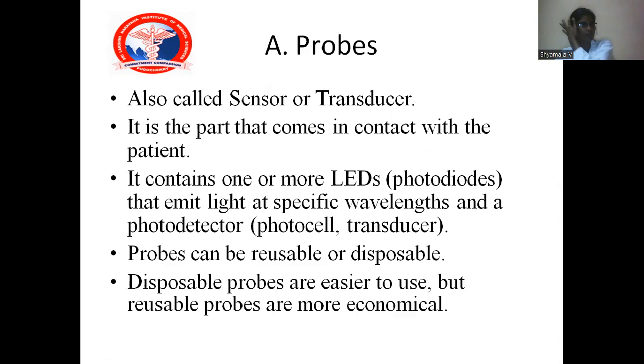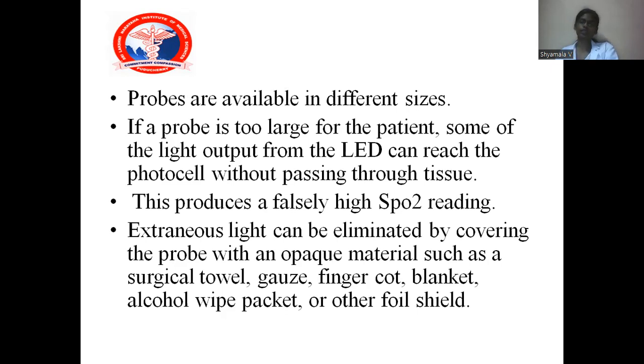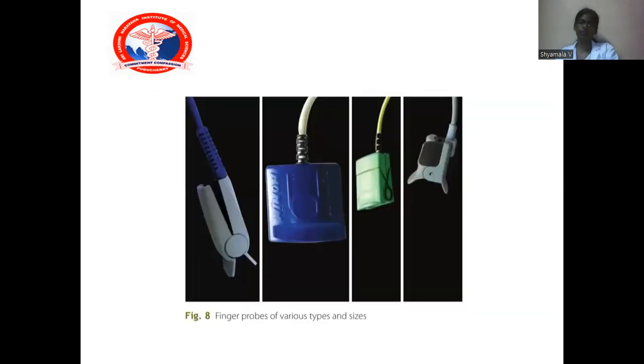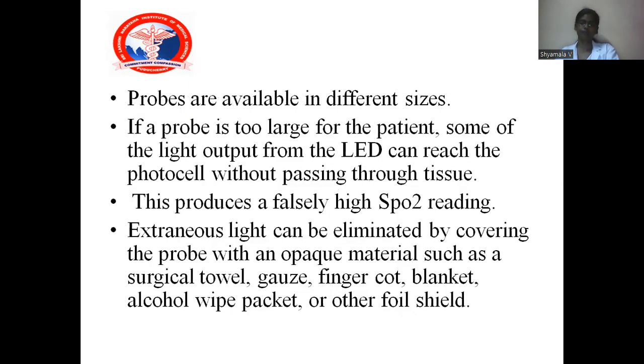So coming to the probes, a probe is also called a sensor or transducer. It is the part that comes in contact with the patient. As I said before, it contains one or more light emitting diodes that emit light at specific wavelengths and a photodetector. The probes can be reusable or disposable. Disposable probes are much easier to use, but they are less economical compared to reusable probes. Probes are available in different sizes and shapes, and this picture shows different finger probes of various types, shapes, and sizes.